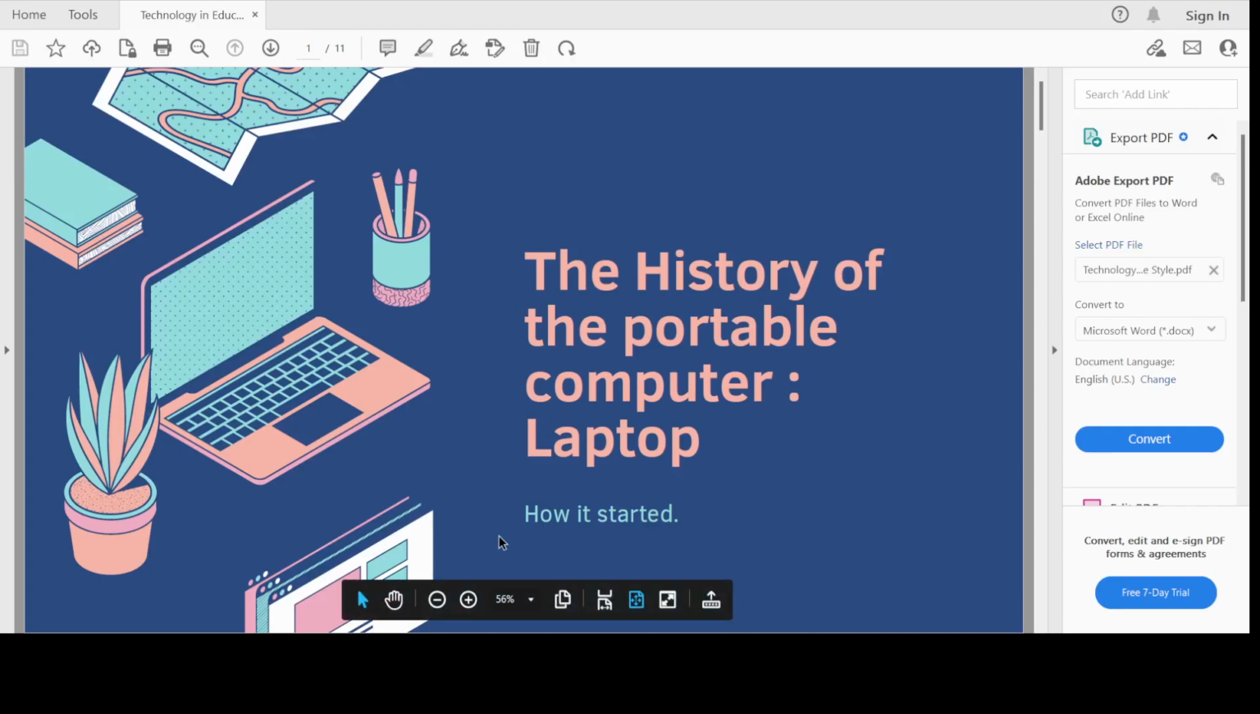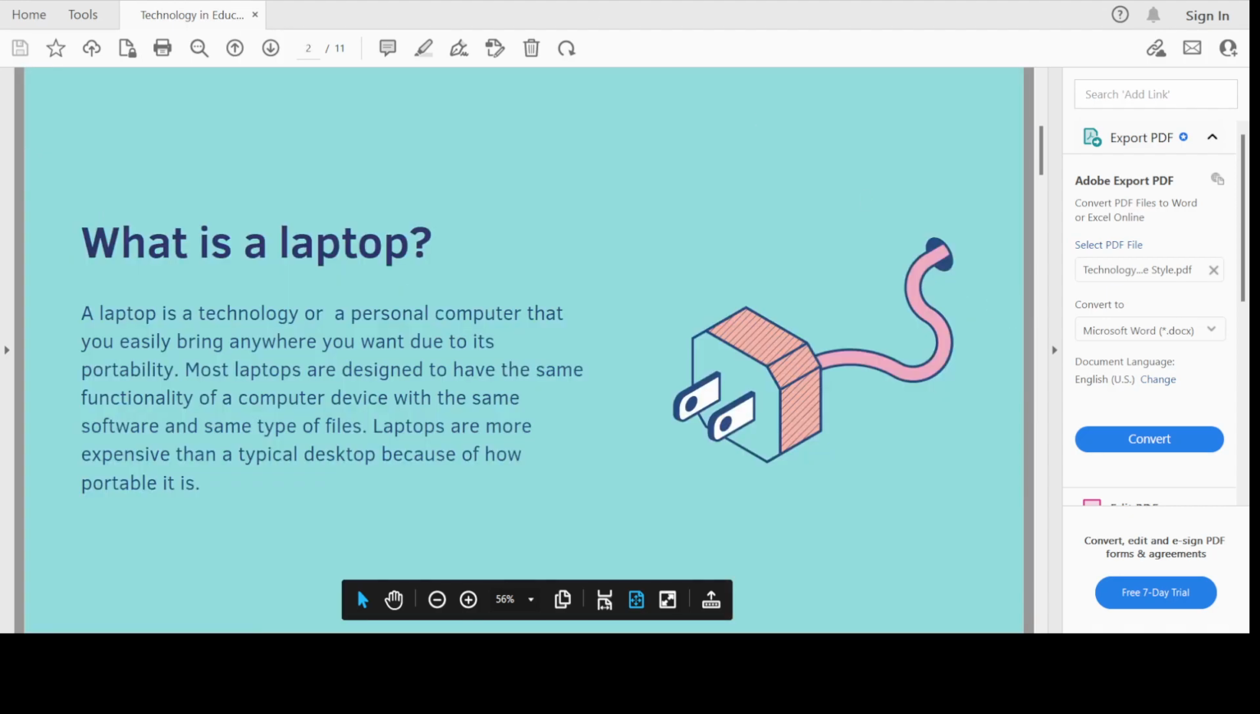The history of the portable computer, which is the laptop. How it started. What is a laptop? A laptop is a technology or a personal computer that you easily bring anywhere you want due to its portability. Most laptops are designed to have the same functionality of a computer device with the same software and same type of files. Laptops are more expensive than a typical desktop because of how portable it is.